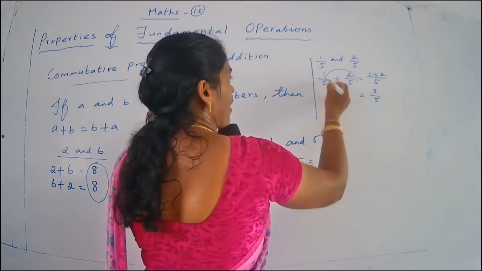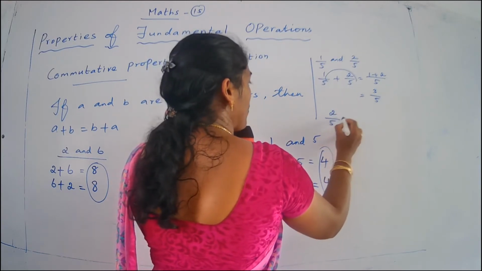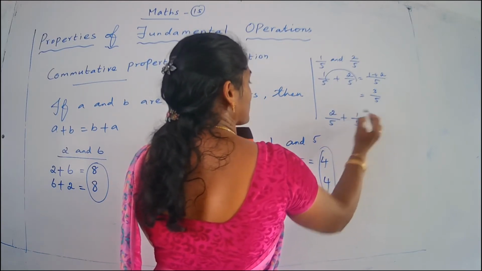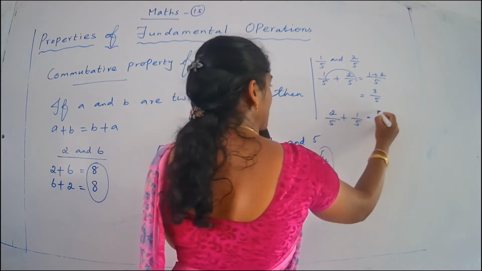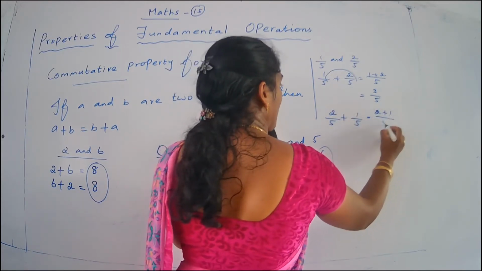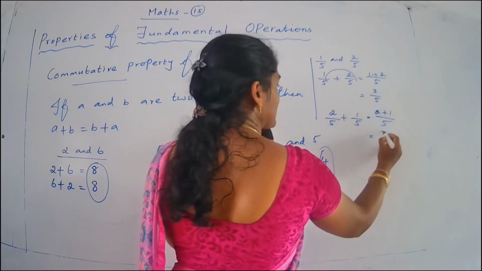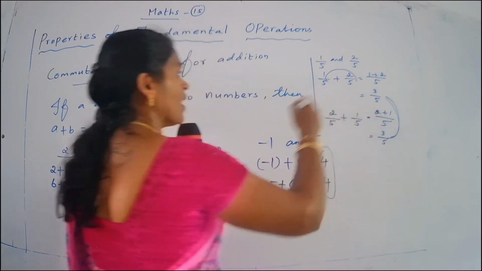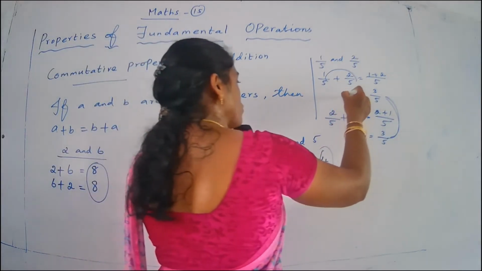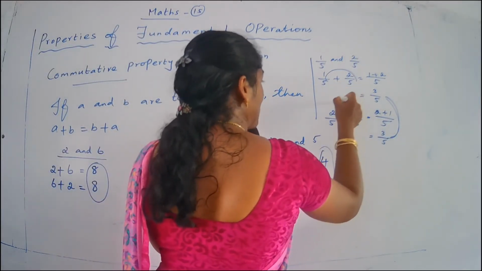Now you change the order. So 2 upon 5 plus 1 upon 5 is equal to, the denominators are the same, so we add the numerators. That means 2 plus 1 upon 5. So what is the answer? 3 upon 5. You see that the two answers are the same. So the commutative property is true for addition of rational numbers.